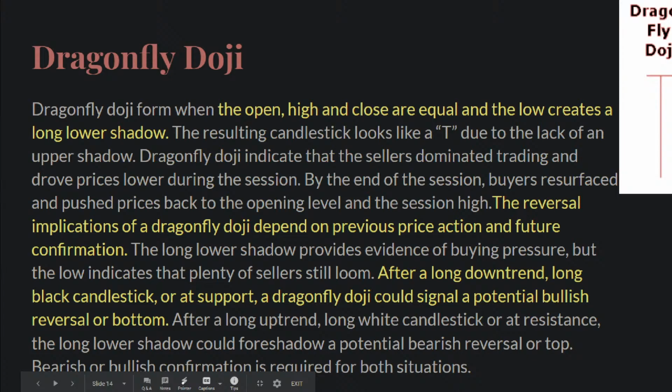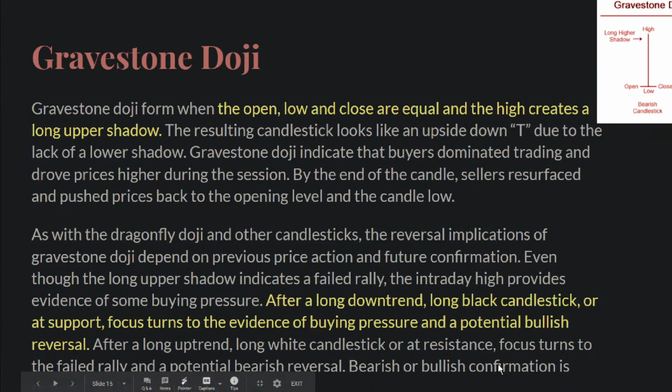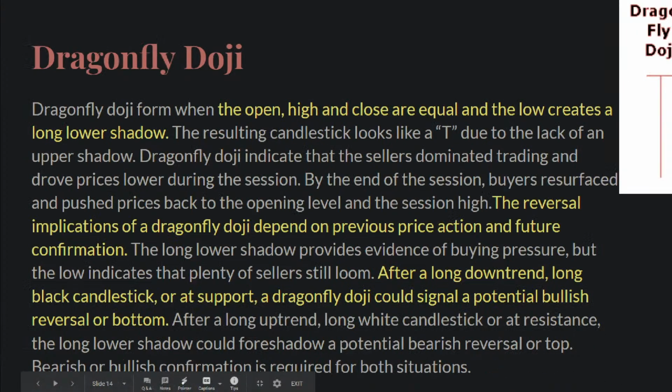The reversal implications of a dragonfly doji depend on the previous price action and future confirmation. So if you see this coming from a downtrend, that means the buyers have literally been rejected back to this price level. It's a huge indication, in my opinion, of buying pressure. Long lower shadow provides evidence of buying pressure, but the low indicates that plenty of sellers still loom. So not always will it be a standalone indication, nor will any single candlestick pattern. I think that they're very important as a part of a strategy, not alone a strategy.